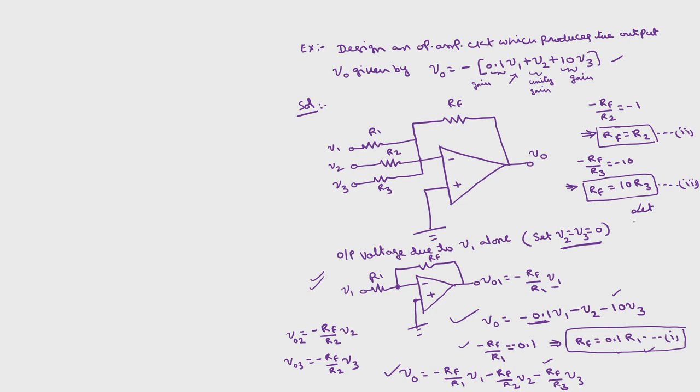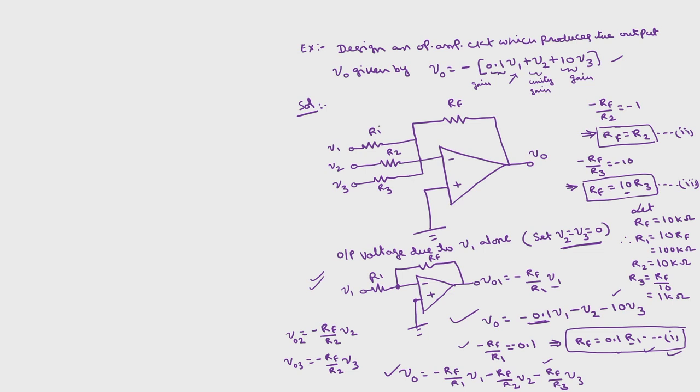So let RF be equal to 10 kilo ohms. We have to choose one value, then you can find that R1 will be equal to RF by 0.1, or 10 times RF. 1 by 0.1 is 10, so this is equal to 100 kilo ohms. And what about R2? R2 is simply RF, equal to 10 kilo ohms. And what about R3? This is equal to RF by 10, so this is equal to 1 kilo ohm.